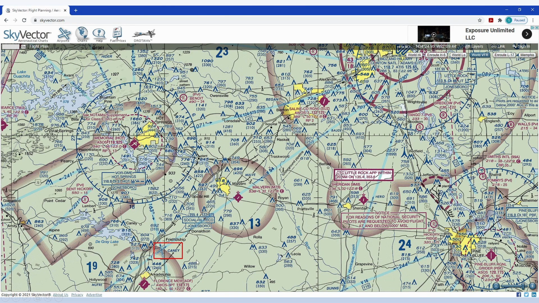So if we take a look here at Caney intersection down here, you can see we have an arrow pointing up here. This tells us that we can identify it with a 163-degree radial coming off of Pine Bluff, and an arrow pointing this way saying that we can identify it using the 230-degree radial coming off of Little Rock. For the intersection of those two VOR radials, we know we are at Caney intersection.